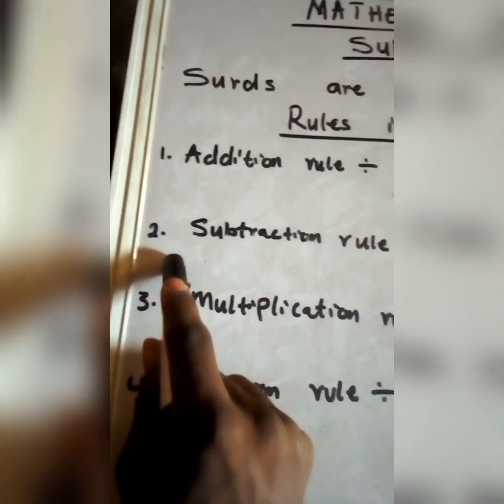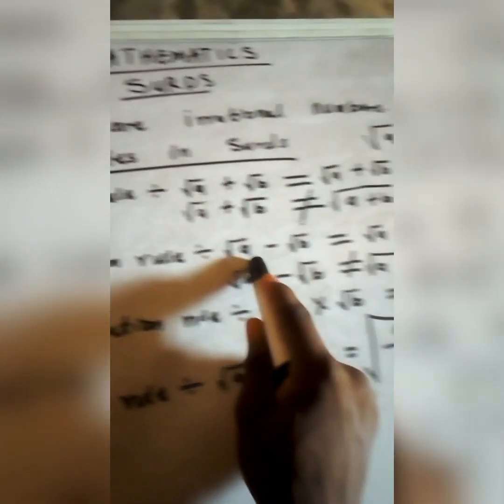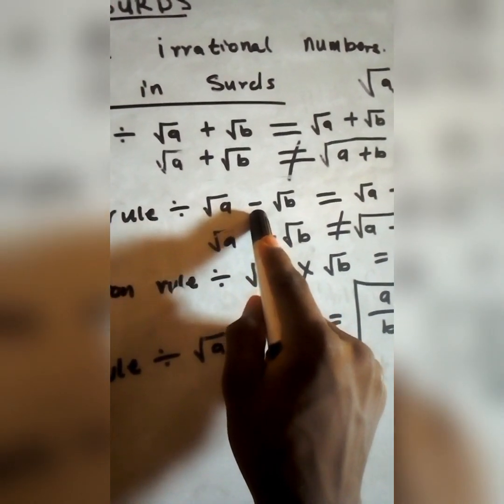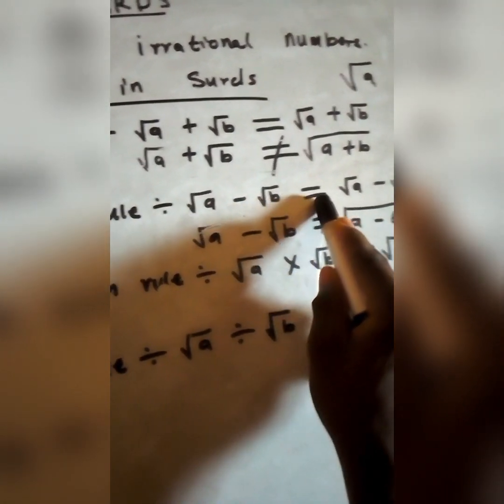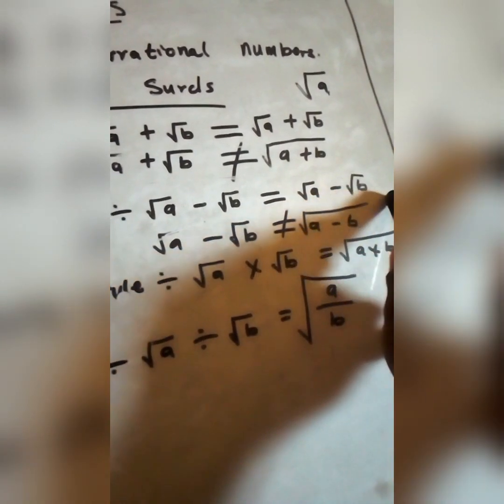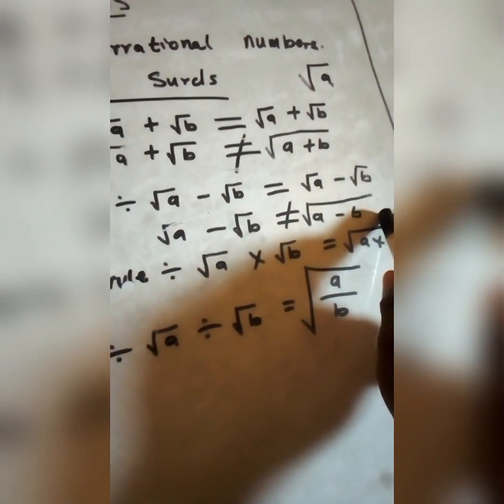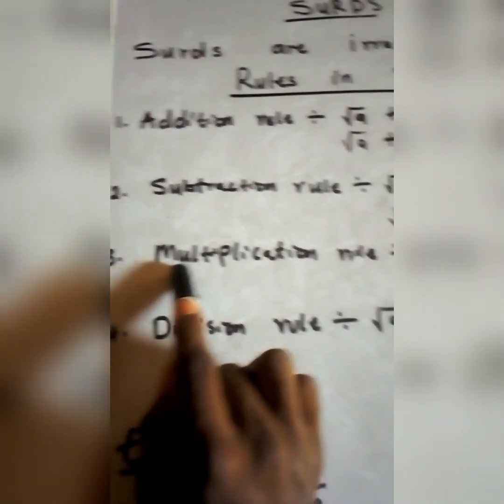Then go to number two, the subtraction rule. Just like the addition rule, root of a minus root of b is equal to root of a minus root of b. It is not equal to square root of a minus b. That is the subtraction rule.